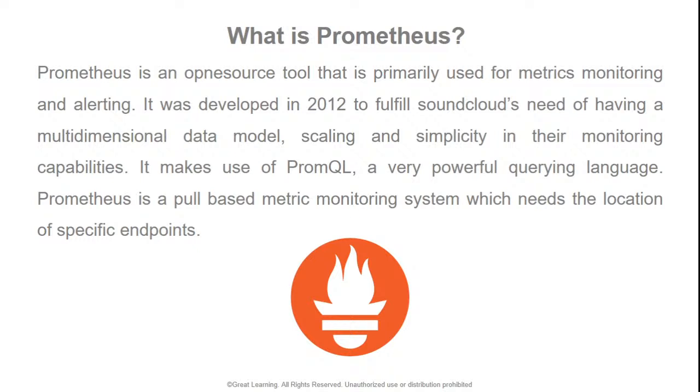You can use it to monitor and query a lot of different types of data. And Prometheus is a pull-based metric monitoring system, which needs the location of specific endpoints. So you have to expose endpoints on your services or whatever you're monitoring, and then Prometheus will basically go ahead and scrape those endpoints. So that's what Prometheus does. So if you guys want the distinction between Prometheus and Grafana, Prometheus is the one that does the heavy lifting of collecting data. So it will look at the endpoints.